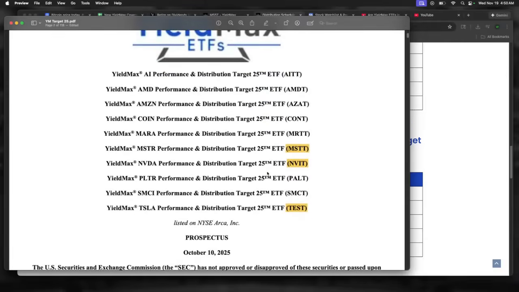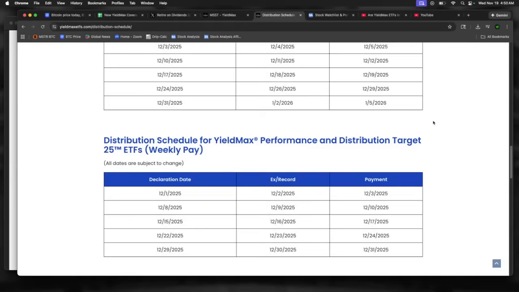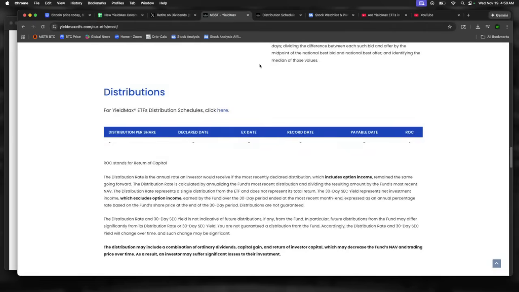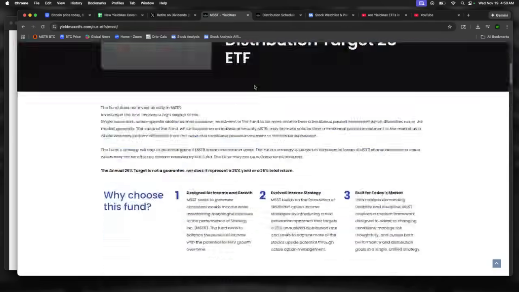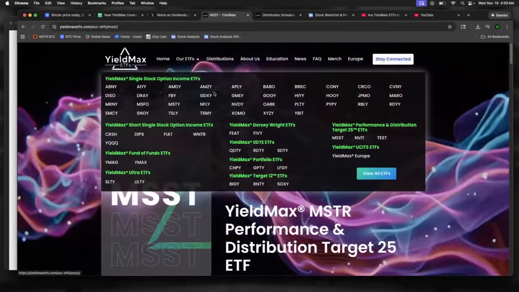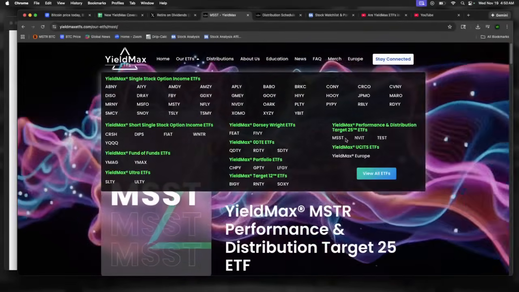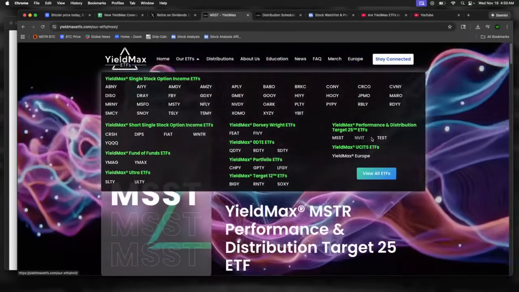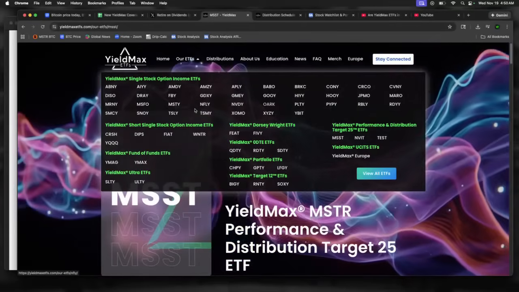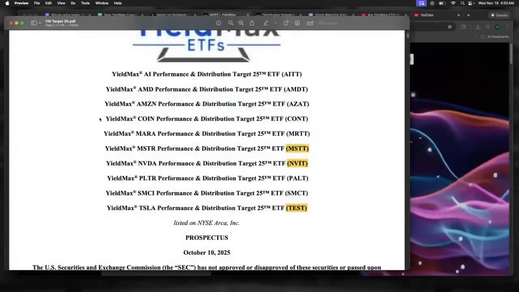Also, look at this. So I know they only launched right away MSST, NVIT, and TEST, right? Because if you go to the website, which I didn't actually pull up, if you go to the top, under our ETFs, you can kind of see the Target 25s, MSST, NVIT, and TEST. So those are the ones they launched, right? Which is kind of why I highlighted them.